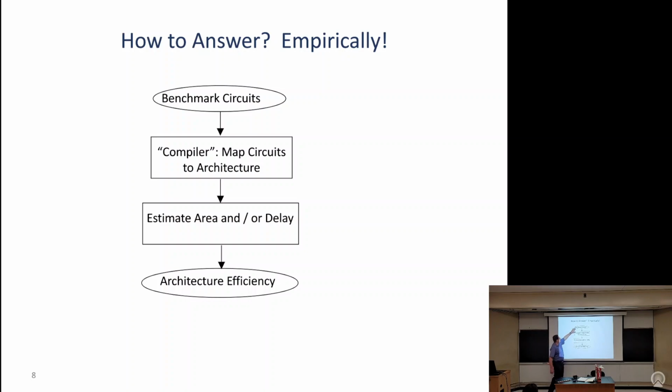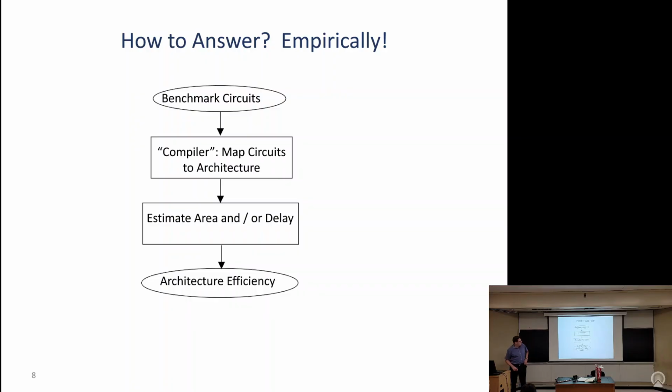So you find benchmark circuits that you believe are representative of what you're trying to do. You build a parameterized compiler or CAD tool. This is a CAD tool, but it effectively is a form of compiler, that maps circuits to the architecture. You estimate the area and or delay and or power. Nowadays you do all three of those, and you get estimates of architecture efficiency. You'll try this for a whole bunch of different architectures, and you don't want to do it for one circuit, you want to do it for a whole bunch and average results or take the worst case results. Usually you average them.